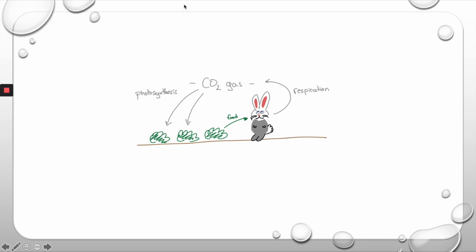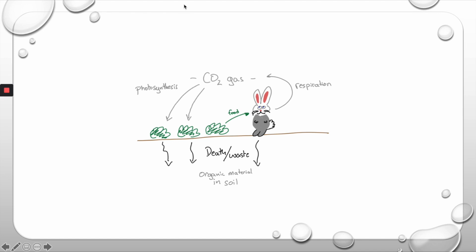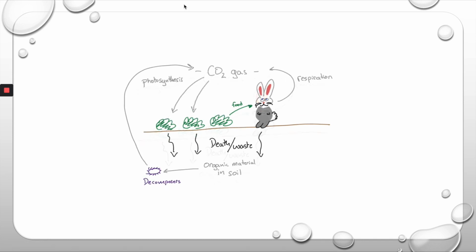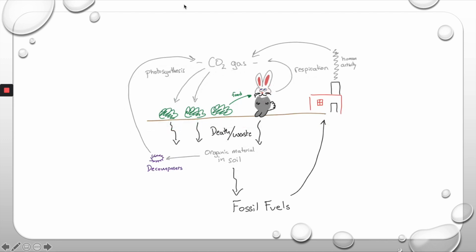Now, this seems like a closed loop. Nothing would ever change. However, carbon can also be returned to the ground in the form of either waste matter or dead plants and animals. And that produces organic material in the soil. That organic material in the soil can then be worked on by decomposers, either fungi or bacteria or something like this, and their life processes may return the CO2 to the atmosphere in the form of CO2 gas. Alternately, organic material in the soil can be transformed through millions of years of geological processes into what we know as fossil fuels. Now, those fossil fuels form a reservoir deep within the Earth and can really only be reintroduced to the air through human activity.